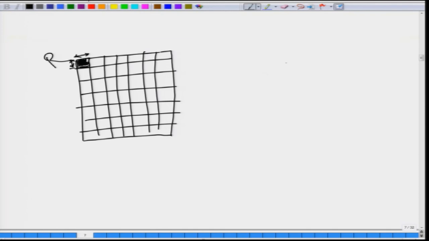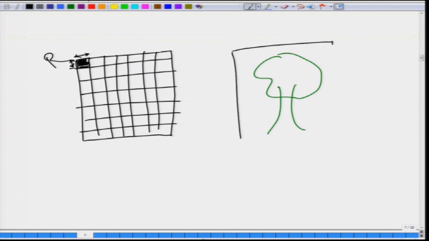So, if you have a greater amount of spatial resolution, you have more pixels in your photograph, so that each pixel corresponds to a smaller area on the ground. Now, to take another example, suppose you have a tree and this tree is getting represented on your photograph.